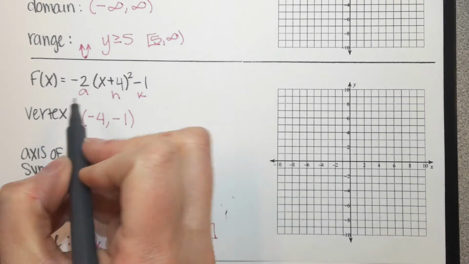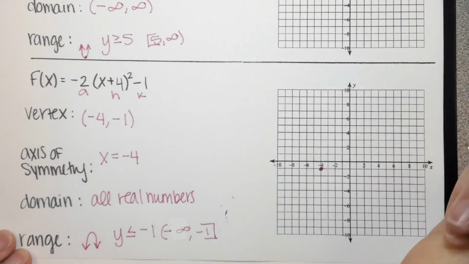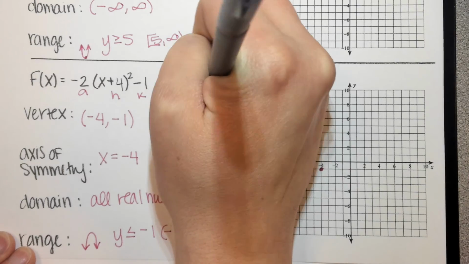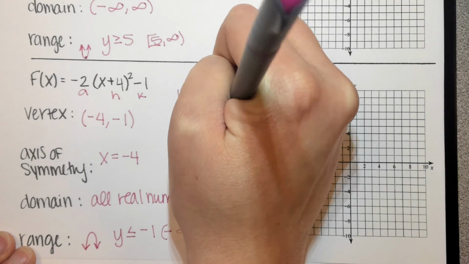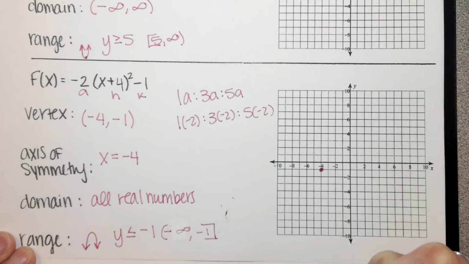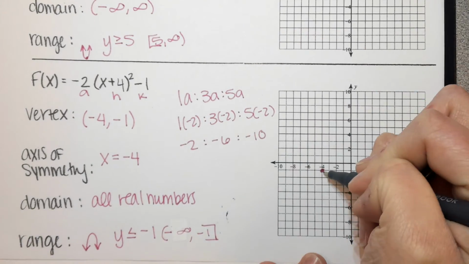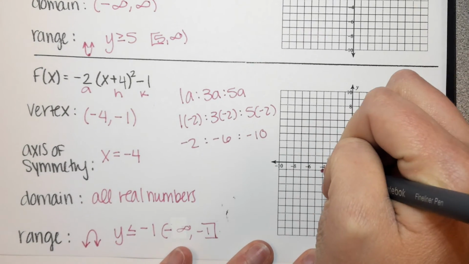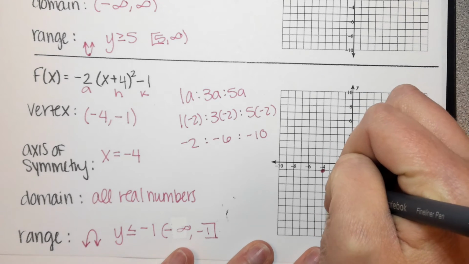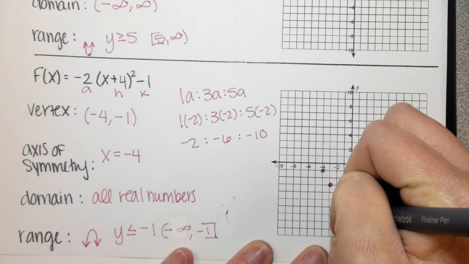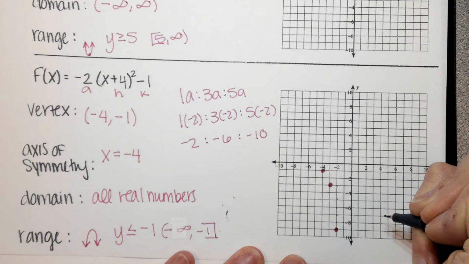All right, so let's graph our vertex, -4, -1. All right, and let's do the 1A, 3A, 5A. So 1 times -2, 3 times -2, and 5 times -2. That's -2, -6, -10. So from my vertex, I'm going to go over 1, down 2, over 1, down 6, and looks like I'm out of room there.